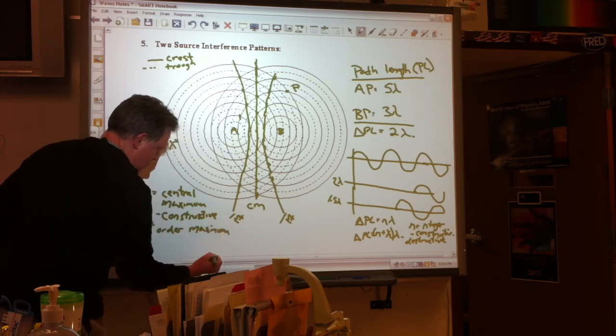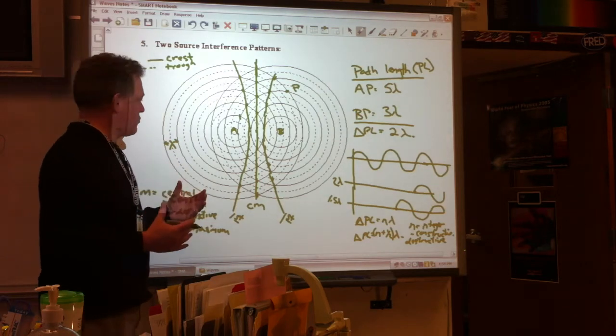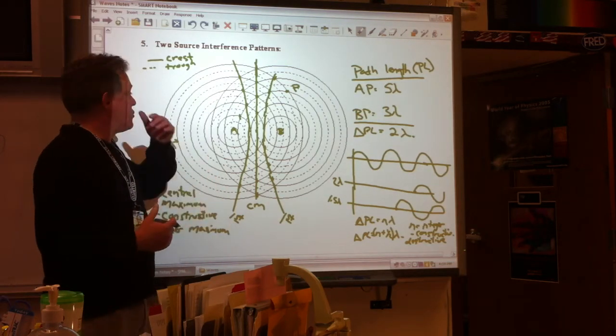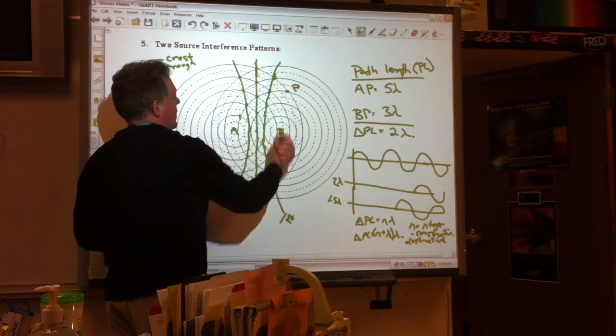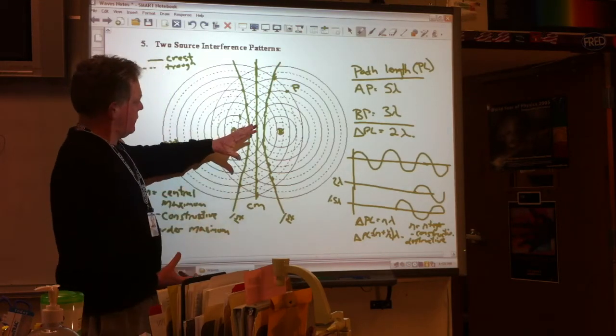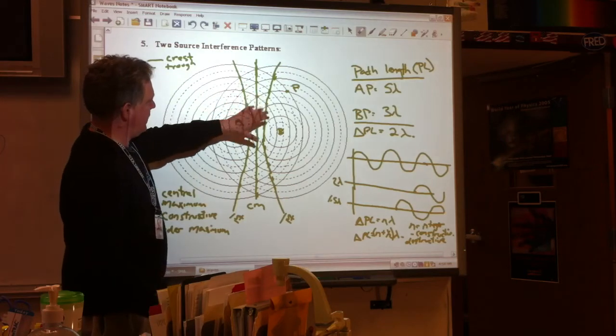And where I have a first order maximum, again, I'm going to get constructive interference and build a big wave. So if these are light waves, the light is going to be really bright where these maximums are. If it's a sound wave, constructive interference builds big sound waves, they're going to be really loud.